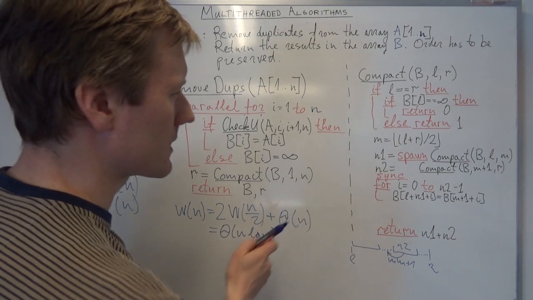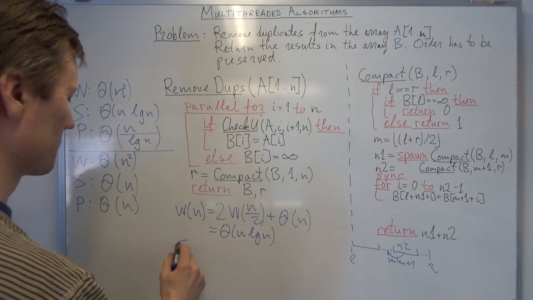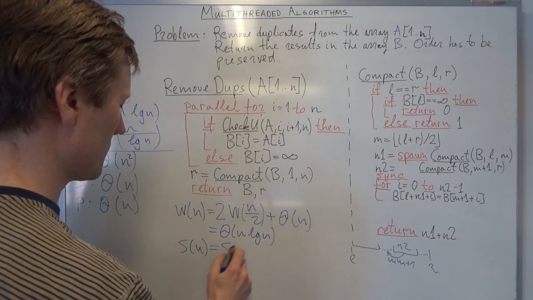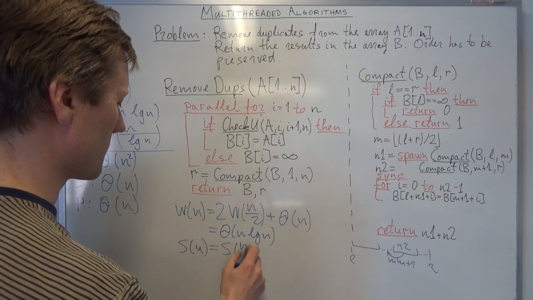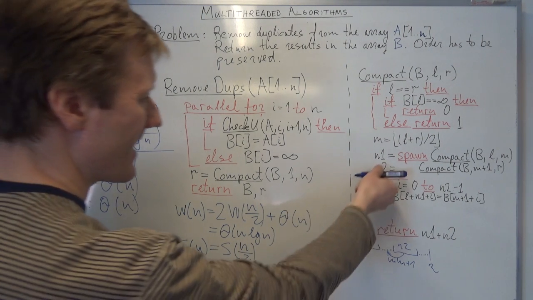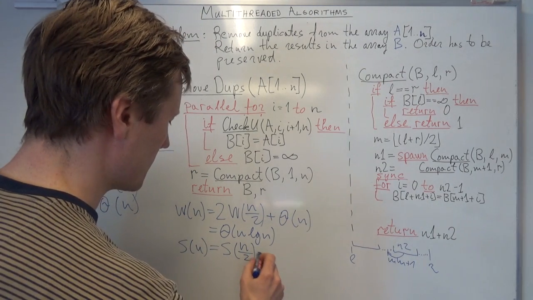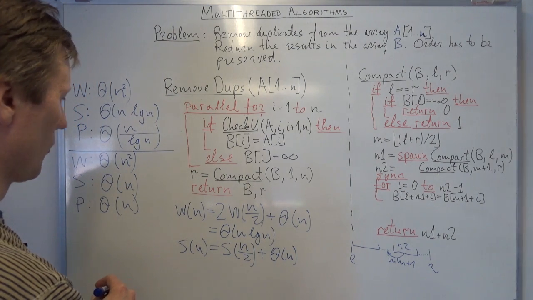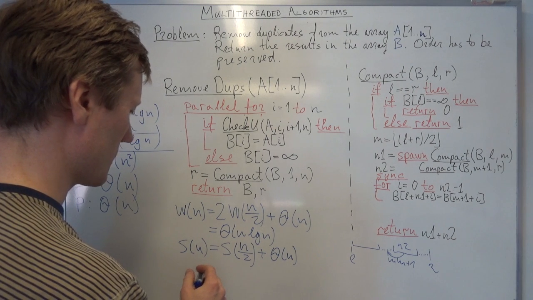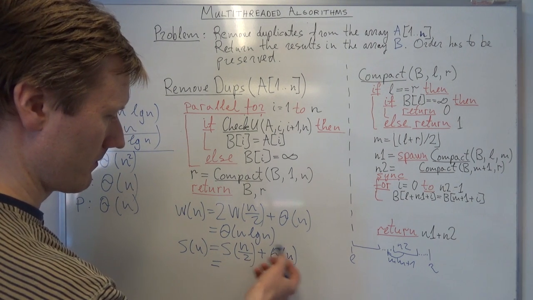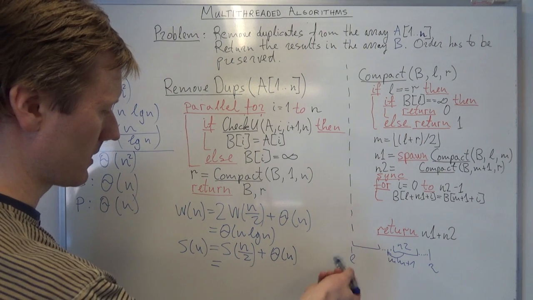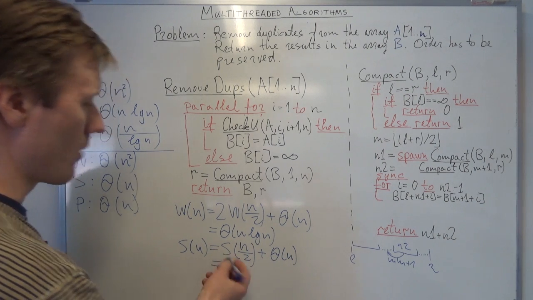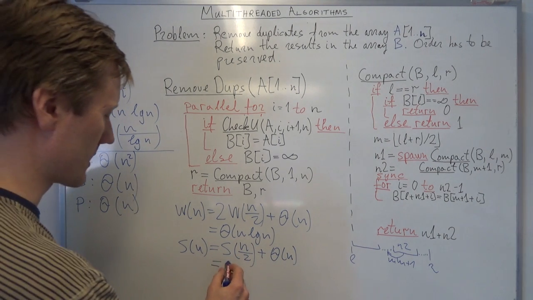So what is the span of this? Well, the span can be expressed through, again, a recurrence. We solve in parallel two subproblems of half the size, and then we do the sequential part, which is linear. So that solves into just plain big theta of n that dominates. So n plus n half plus n fourth plus n eighth. That sums up at most to 2n in the limit, so that's just big theta of n.